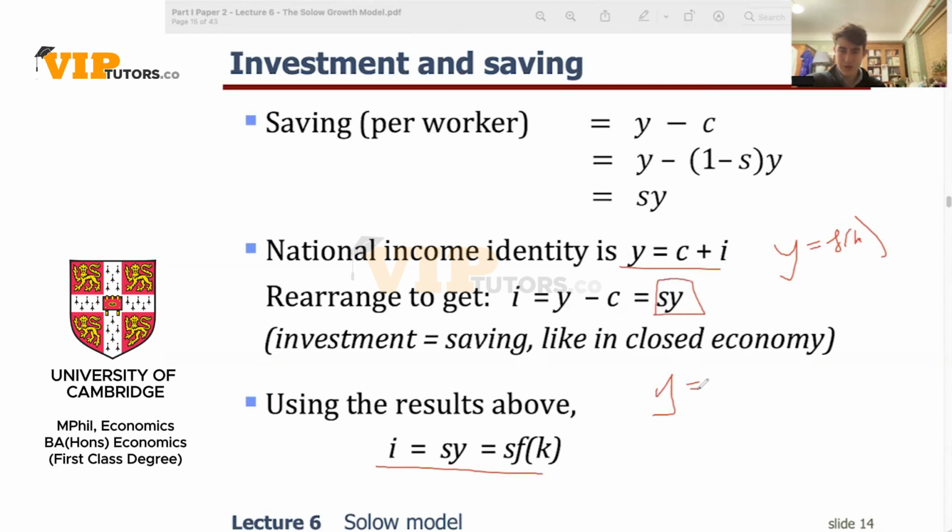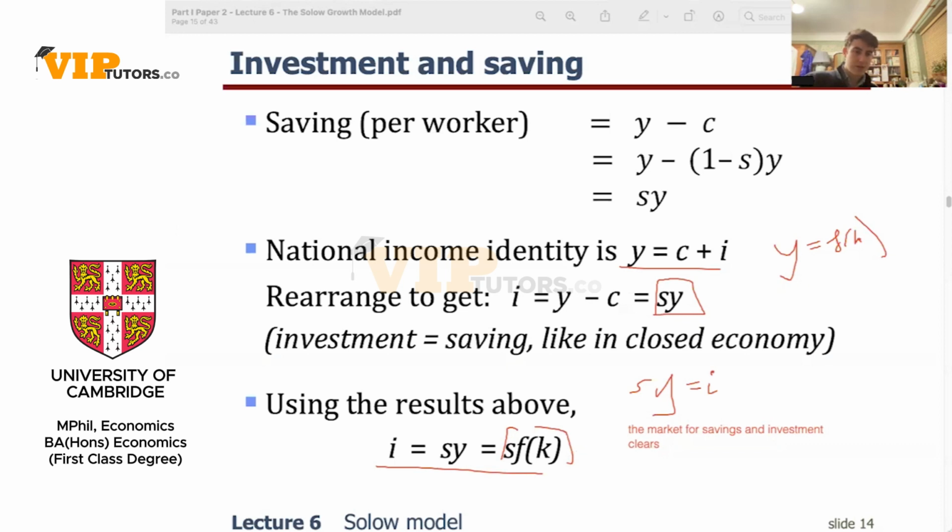So we know that sy is equal to i, right? In other words, the market for savings and investment clears. Okay. The market for savings and investment clears. That's a really key point here. But the point is, we also know that y is equal to f(k). So we can put our sf(k) in here. Okay.